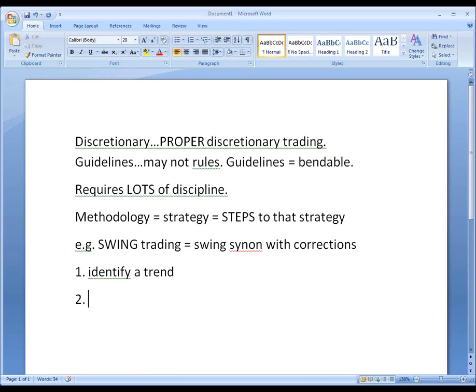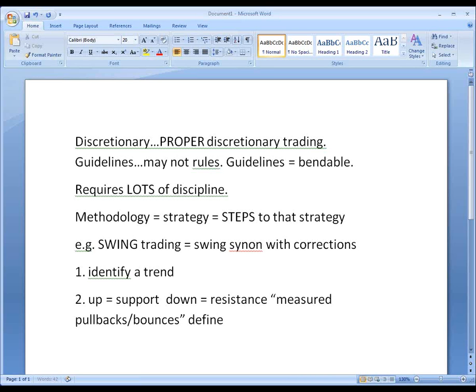So then the second step would be, I've identified the trend, okay? For an uptrend, I want to identify support, and for a downtrend, I want to identify resistance, because it's at these support or resistance levels, or what I call measured pullbacks or bounces, that I'm going to define a what? A swing, or that correction, right? So again, we're going through the steps, we're going through the guidelines simultaneously of what it means to swing trade.